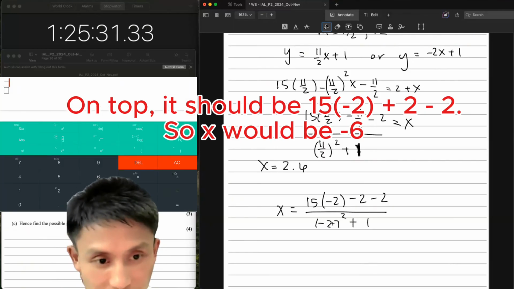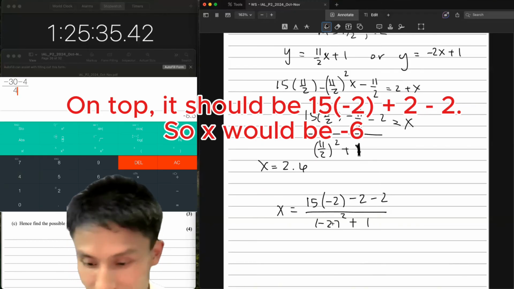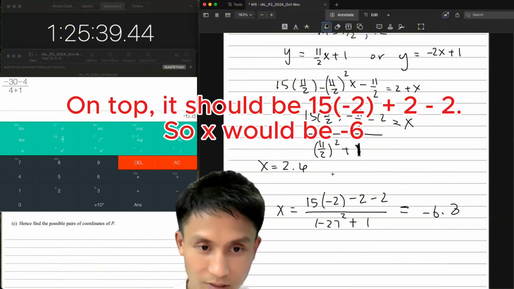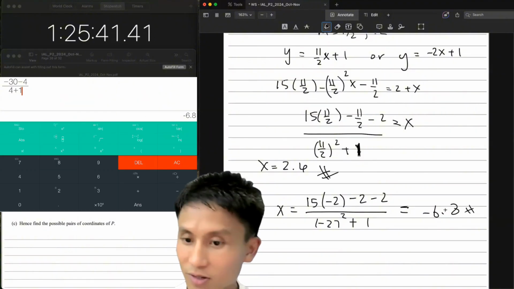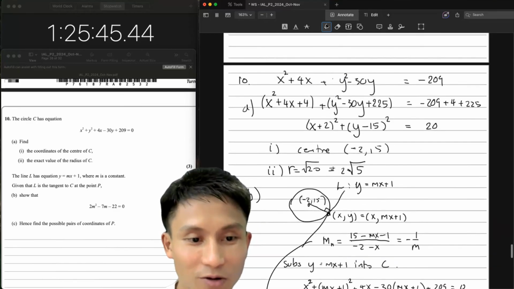So that's minus 30 and minus 4. Just wrapping up the constant there. This is just minus 6.8. So that's one answer, that's the other answer. Oh, the possible pairs. We've got to find a y as well.